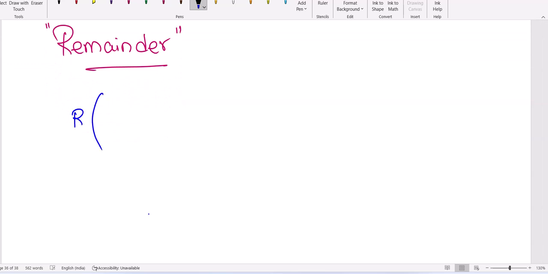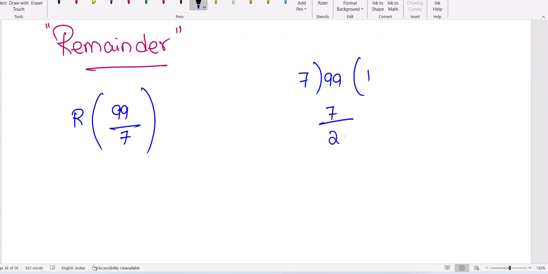Now when 99 is divided by 7, what is the remainder? Here the question R of 99 by 7 means what is the remainder when 99 is divided by 7? So what's the answer? What you have to do? Divide 99 by 7. 7 once is 7, still 29 is there. 4 times 28, remainder 1.